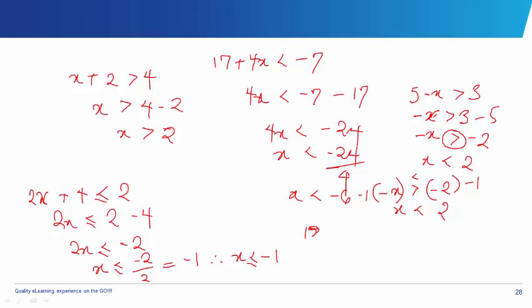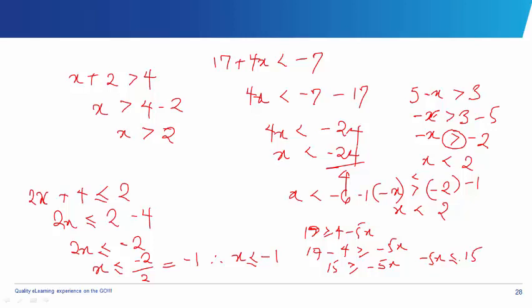19 is greater than or equal to 4 minus 5x. So we'll collect like terms. 19 minus 4 is greater than or equal to minus 5x, giving us that 15 is greater than or equal to minus 5x. So I want to turn the equation around so that I'll have x on this side. So once I do that, minus 5x now becomes, the sign also changes, less than or equal to 15.